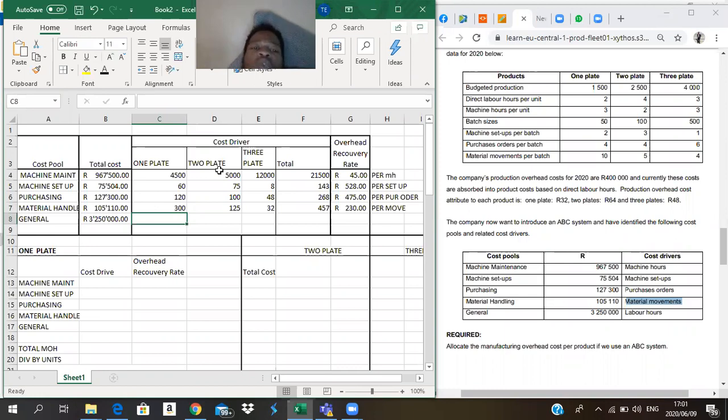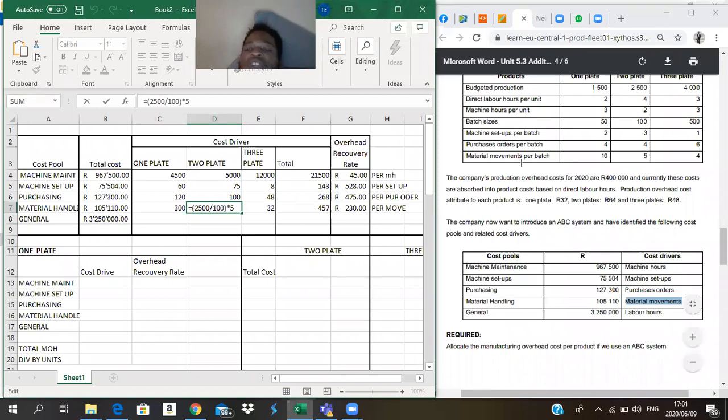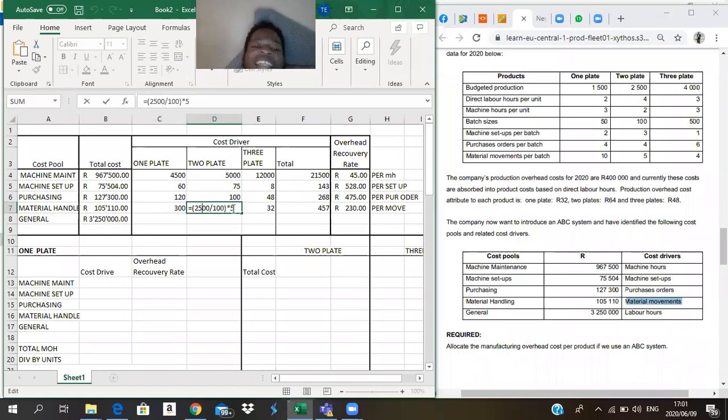Then I go to two plate. Two plate, I have 5 movements per batch. To get the number of batches, I'm gonna take the 2,500 there, divide by the batch size of 100, multiply by 5 there. There I have my answer there, 2.5 divided by 100 times 5 there, giving me an amount of 125.